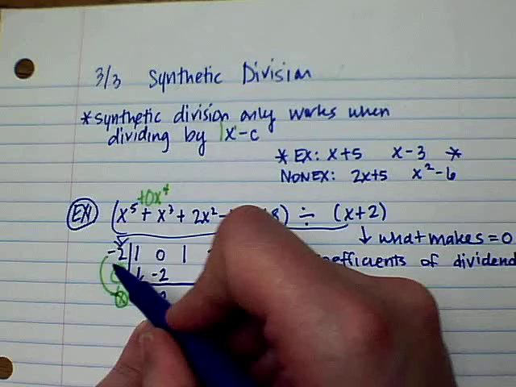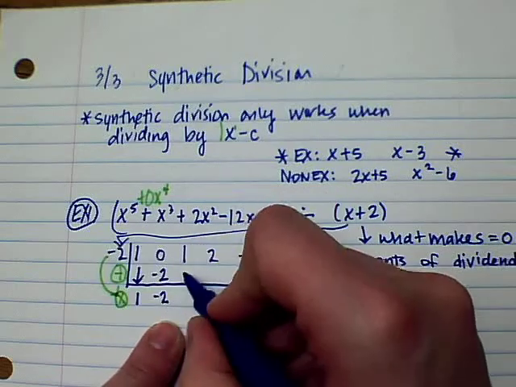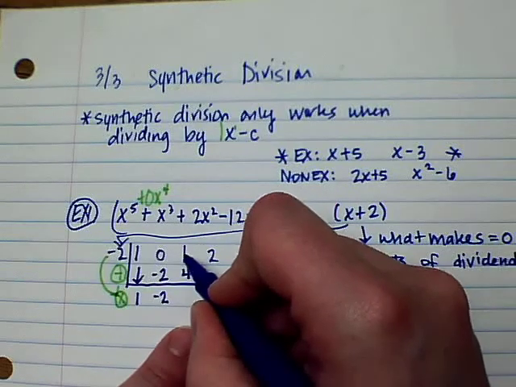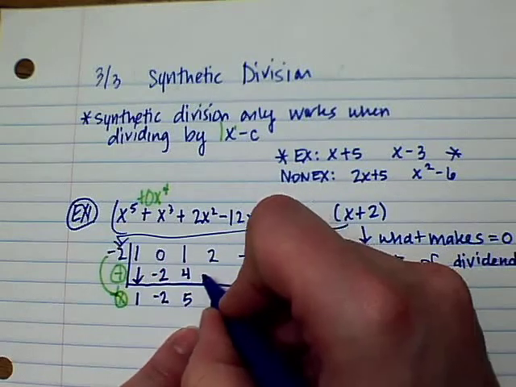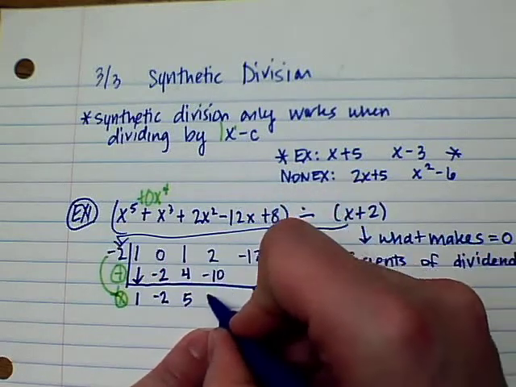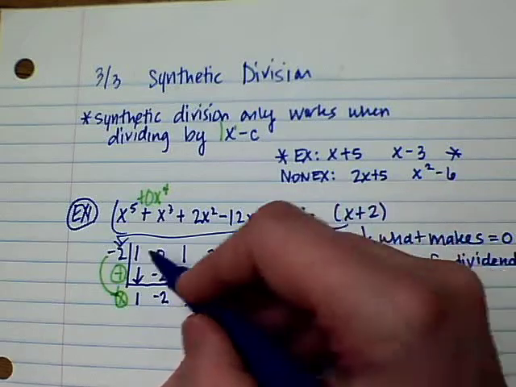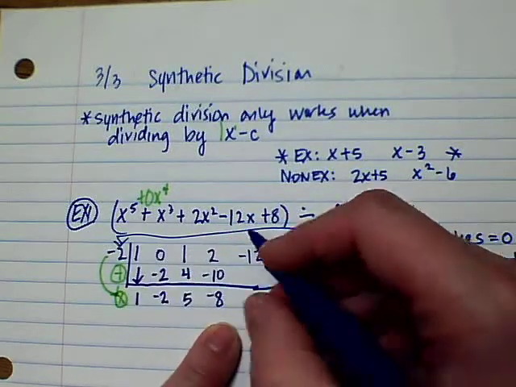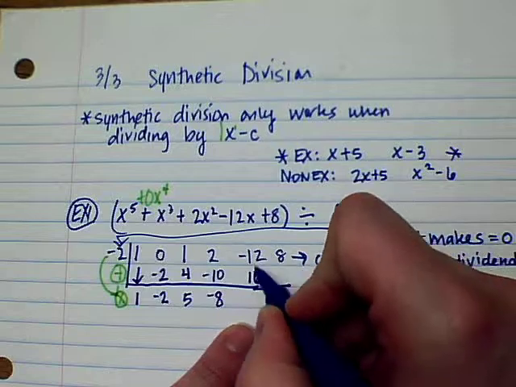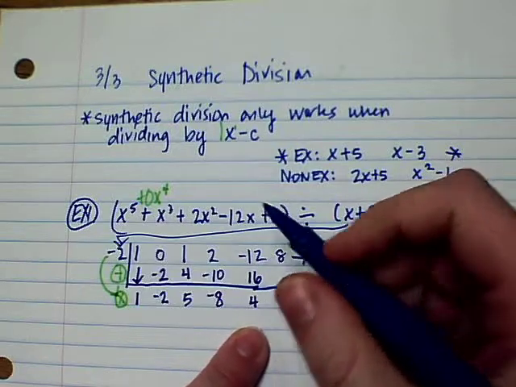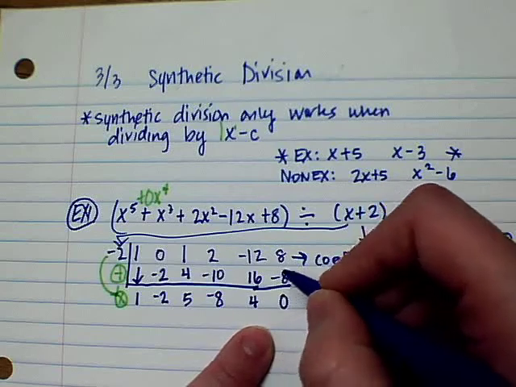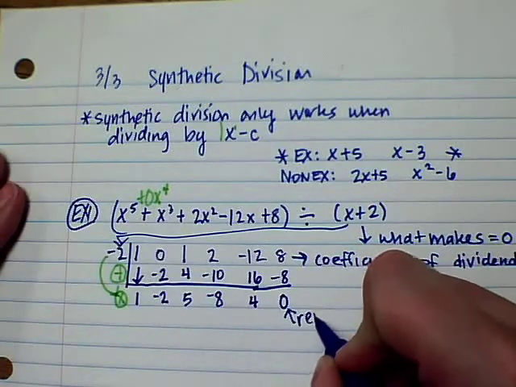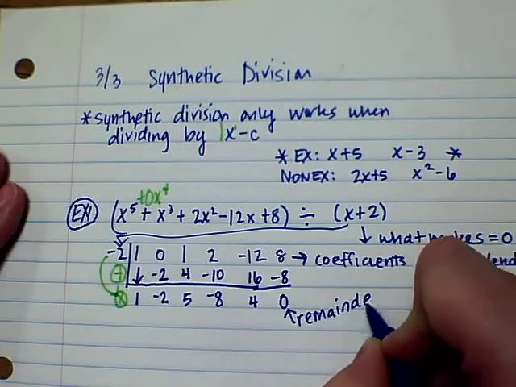Then I'm going to repeat that process. Negative 2 times negative 2 is 4. Then I'm going to add. 1 plus 4 is 5. Then I'm going to multiply negative 2 times 5 is negative 10. Add. Get negative 8. Repeat. Negative 2 times negative 8 is positive 16. Add. I get 4. Negative 2 times 4 is negative 8. Add and get 0. The last piece is always going to be our remainder.